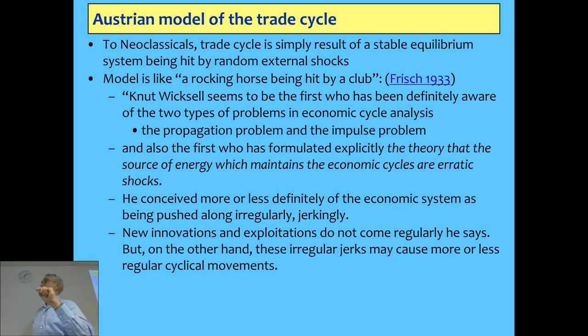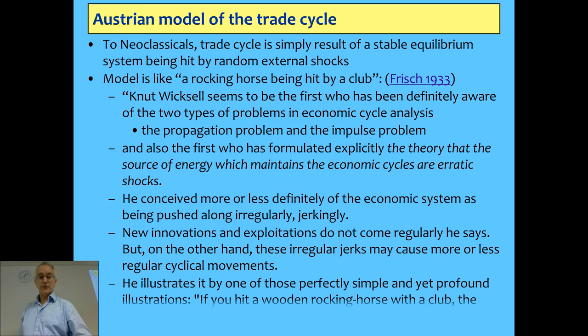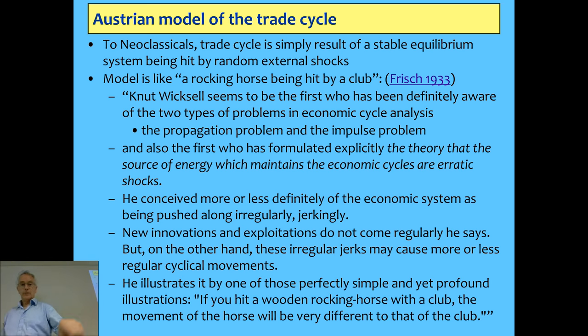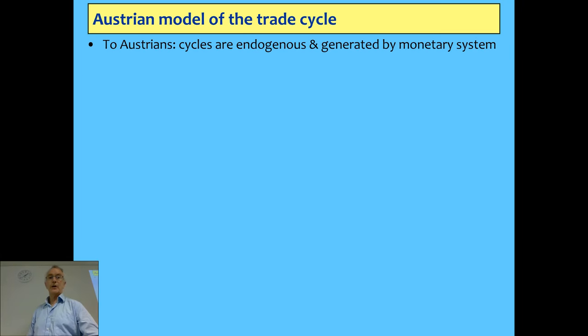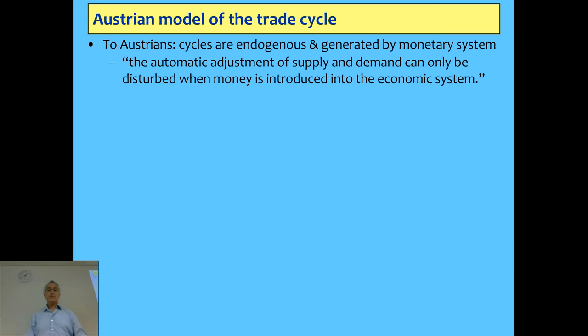Okay. Not shocks coming in from outside capitalism. So the neoclassicals, it's you're hitting a rocking horse with a club, and that's where the cycles come from. The club is exogenous, outside the economy. The rocking horse is the economy. It'll settle down to equilibrium again. That's their vision. The Austrians, on the other side, say they're generated by the monetary system.